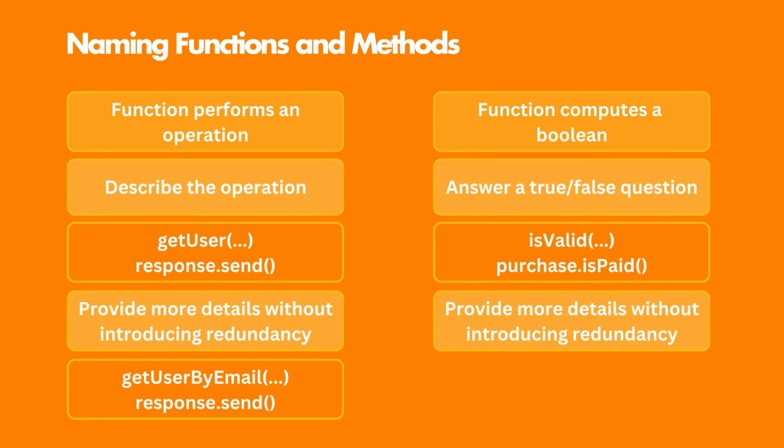When dealing with booleans like isValid, adding more specifics could make sense in certain situations. For example, if your function specifically validates email addresses, then email.isValid provides more clarity. However, for purchase.isPaid, it's often clear enough as it is. Remember, the goal is clarity and understanding, so choose your function and method names wisely.